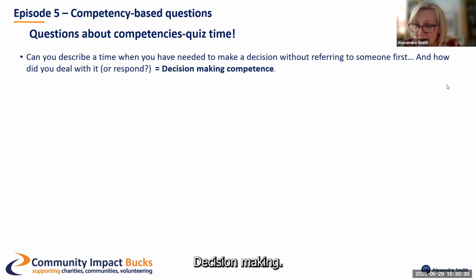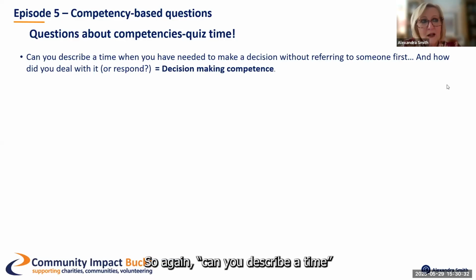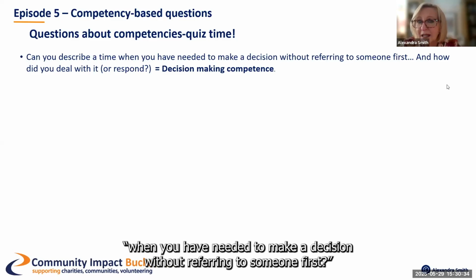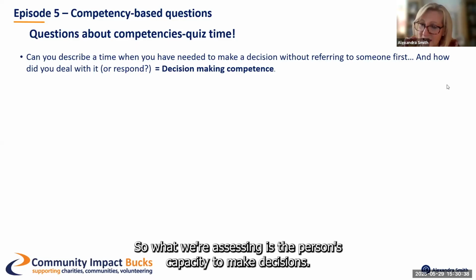This was decision making. So again, can you describe a time when you have needed to make a decision without referring to someone first? So what we're assessing is the person's capacity to make decisions.